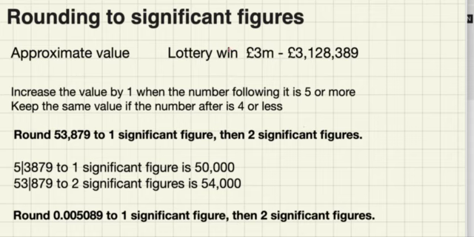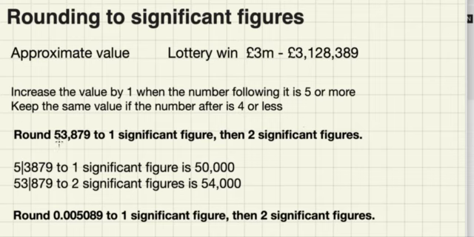which is 10 miles. And the rule that we use for rounding is very similar to what we were doing in the previous videos. And that is that you increase the value by 1 when the number following it is 5 or more. And we keep the same value if the number is 4 or less. So I'm going to give you some examples.